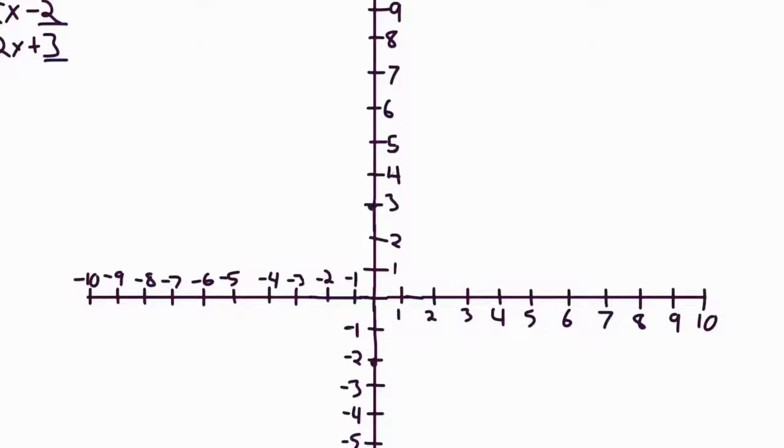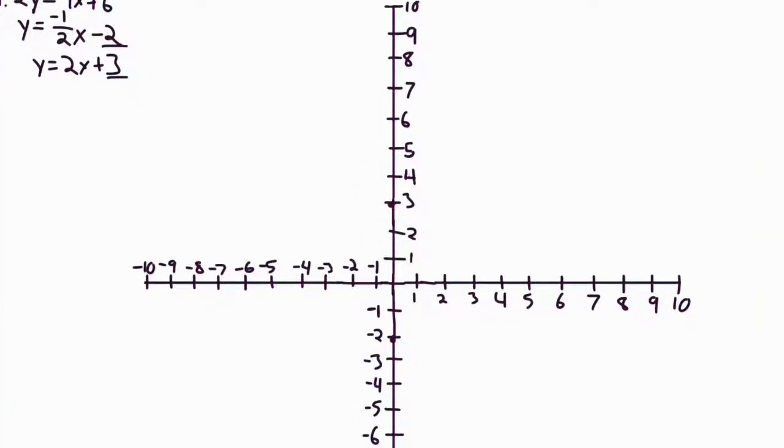And then you put in the y-intercepts. So you would put in negative 2 and 3. And then you would put in the slopes. For the first one, it would be go down 1 and to the right 2 because it's negative 1 over 2. And then you would put a line through that.